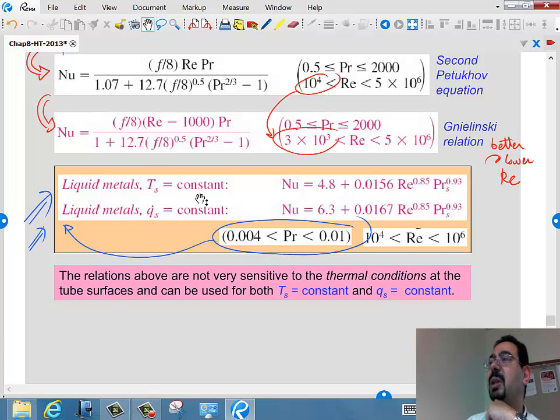So here is the liquid metal, and those are two correlations. One, when we know Ts is constant, then this would be best. And this one is when Qs is constant. So they are sending the same flux everywhere, and as a result, you guys know that Ts would be increasing along the pipe.